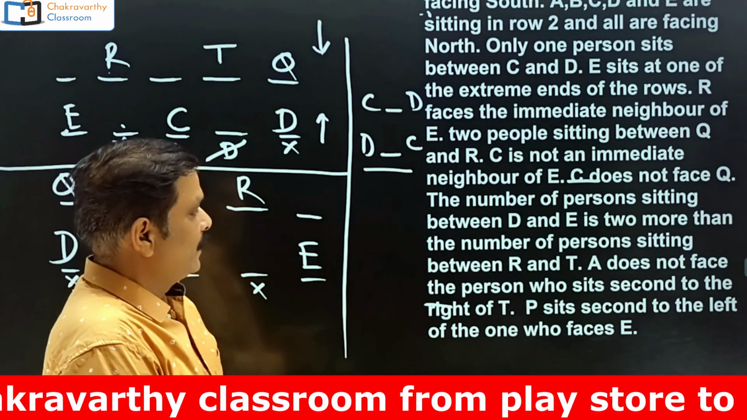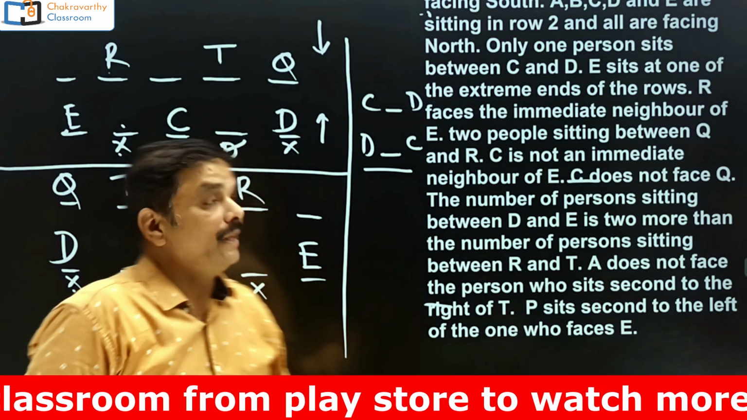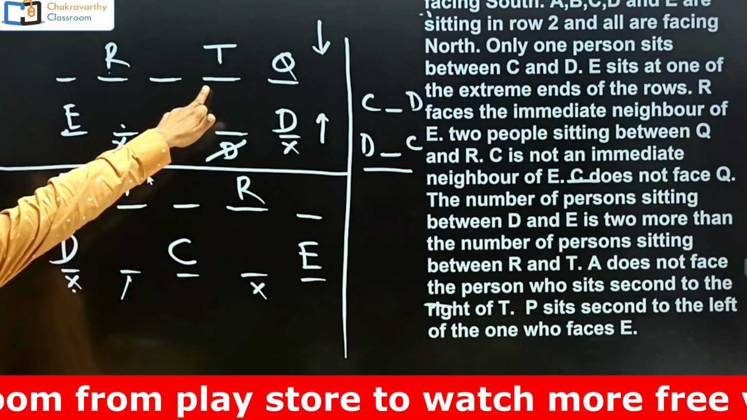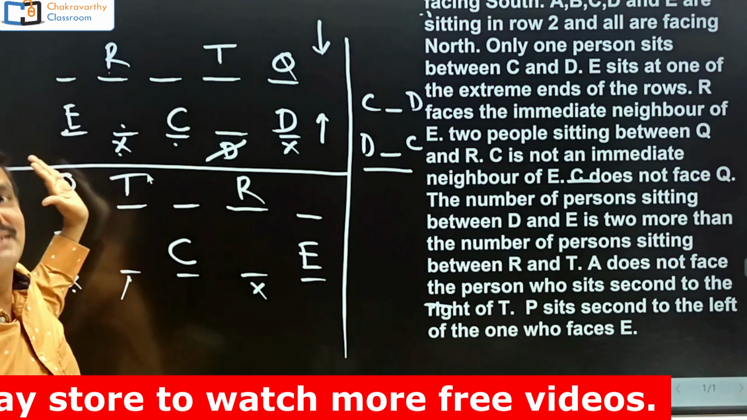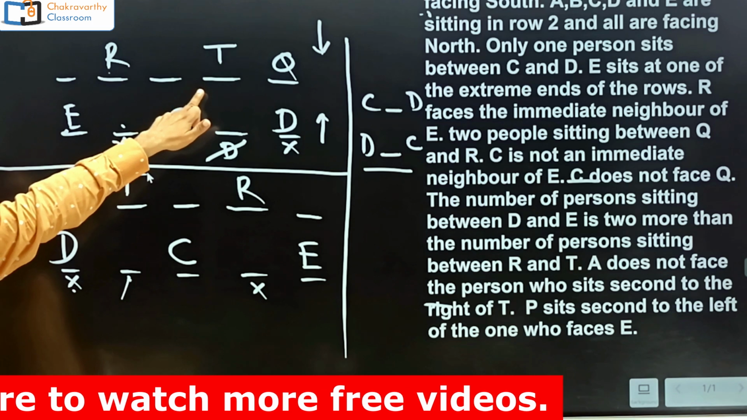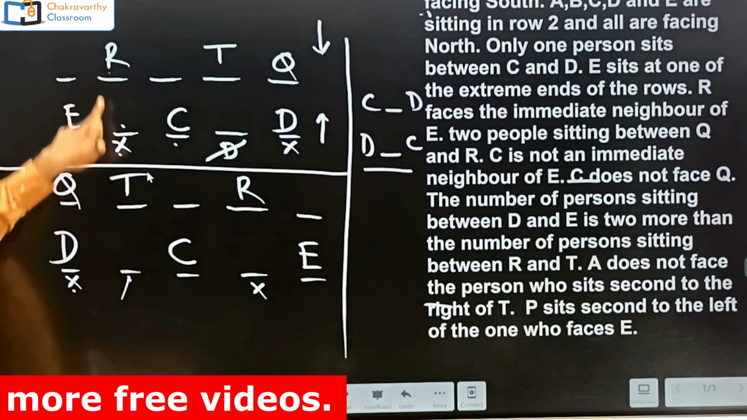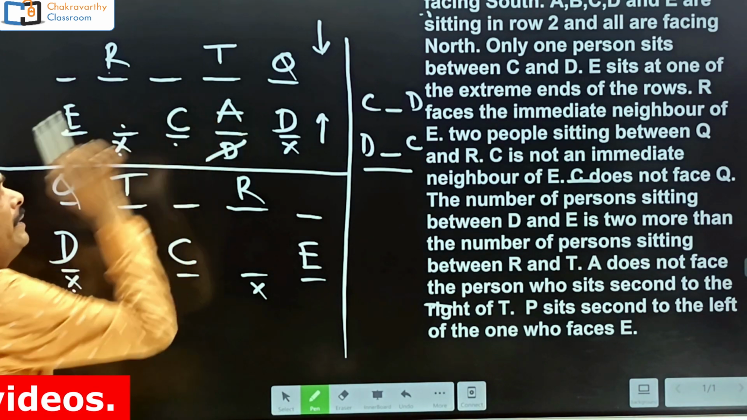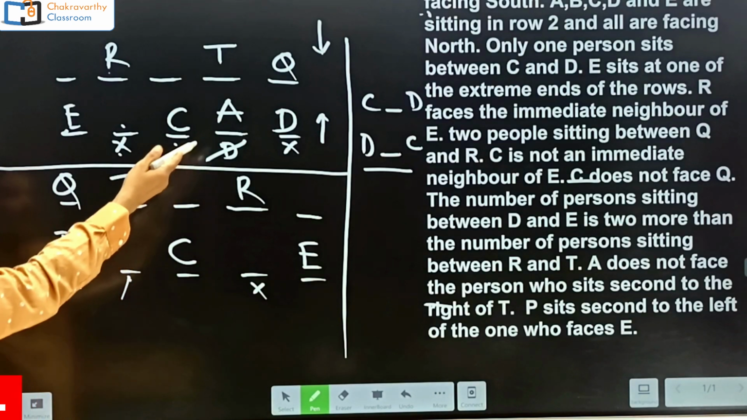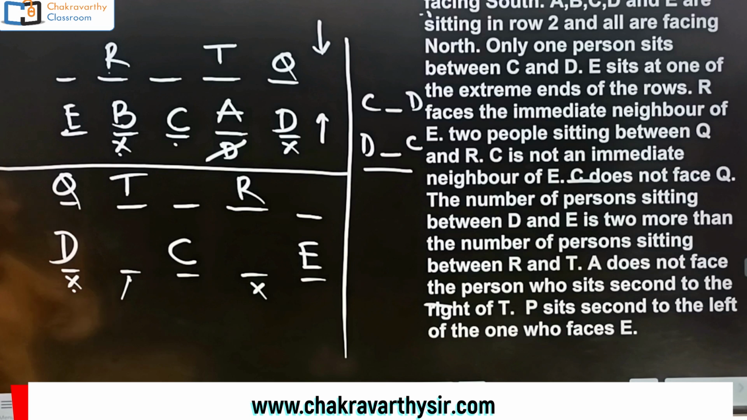A does not face the person who sits second to the right of T. Now observe carefully. This is T, facing south, so that is the left side and this is the right side. Who is second to the right of T? 1, 2, R. A does not face this person, that means A must be here. When I give this one to A, this place must be given to B, that's it, over.